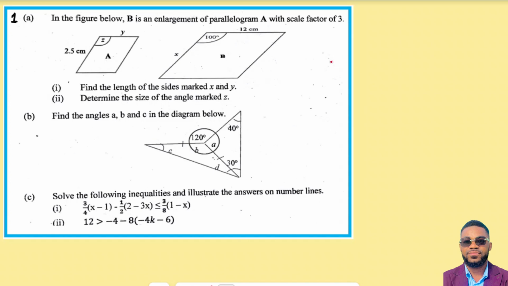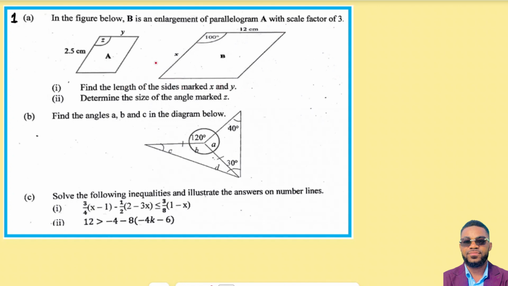Now let's answer the questions here. That's question 1A. In the figure below, B is an enlargement of parallelogram A with scale factor of 3. Now we have to find the length of the sides marked X and Y.